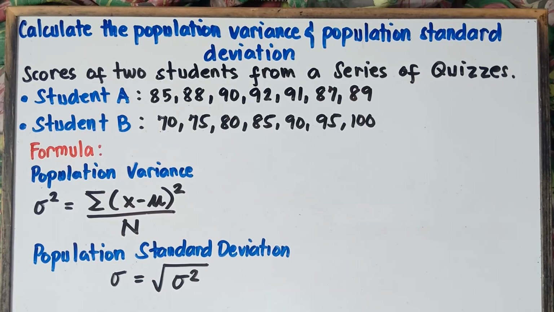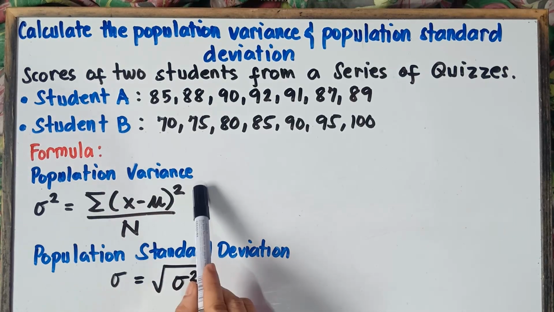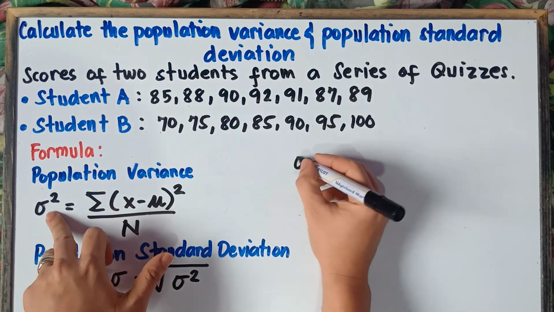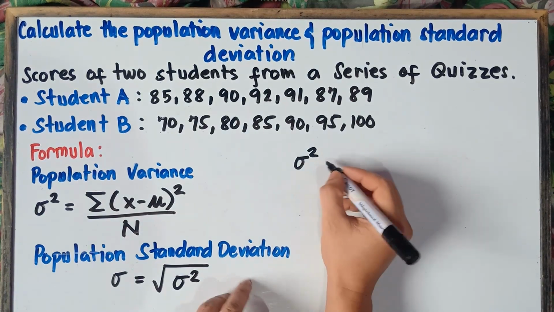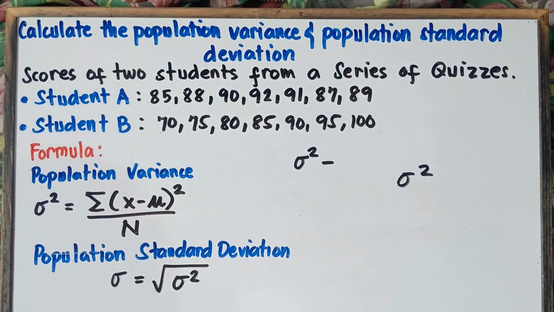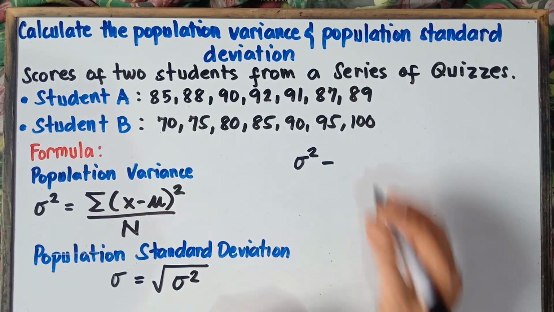Alright, so let's do that. This is the formula for population variance. Let me explain this one with regards to this formula. This one right here is the symbol for population variance. It's like the letter O, with an underline on top, and then squared. That will be the symbol for population variance. We call this one sigma squared.